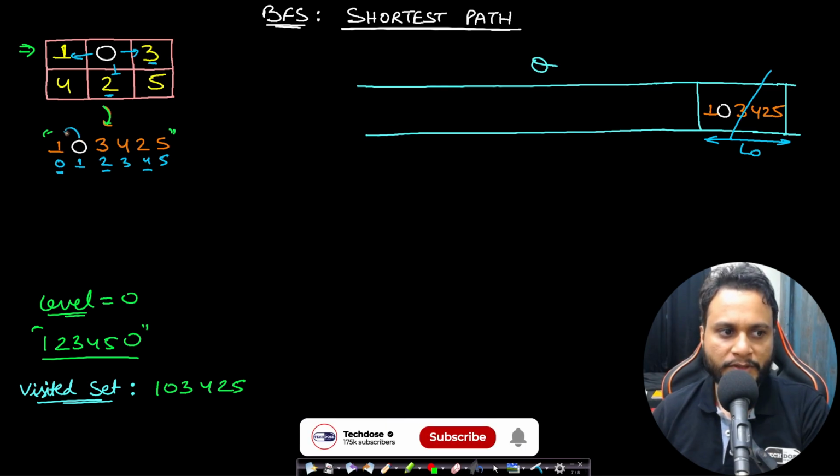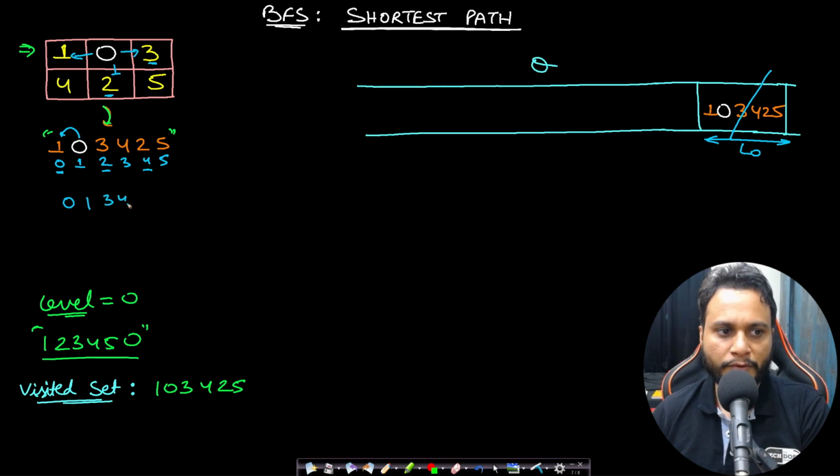Now we will do our first swap and try to do a state transition. If you do that, you will reach 0, 1, 3, 4, 2, 5. This is the new state. Now you have to check if it is already visited. You see that it is not visited. That is why you will mark it as visited, 0, 1, 3, 4, 2, 5. And we will insert it into the queue, 0, 1, 3, 4, 2, 5. Okay. This is the first state transition.